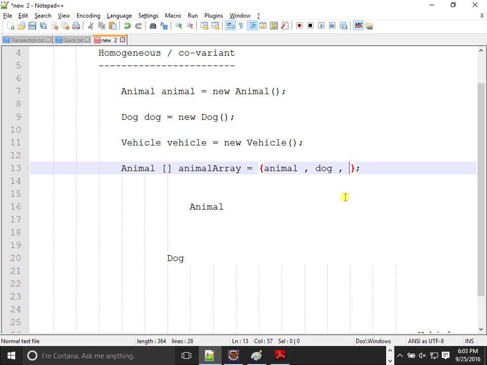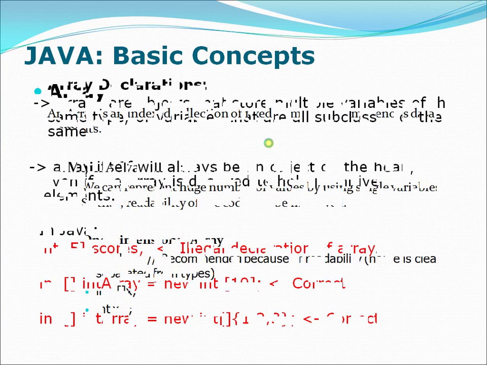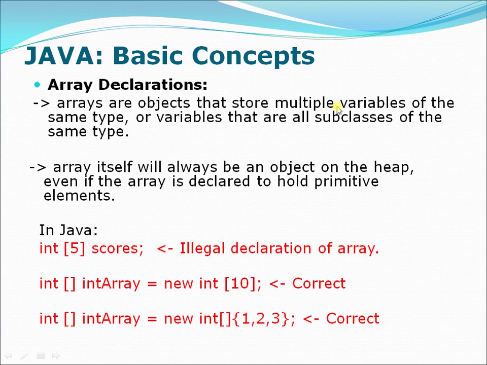Now can I pass Vehicle here? Can I pass? No. Why? Because Vehicle does not fall under homogeneous, and it does not fall under covariant either. Are you able to understand? So it's a clear separation. An array is a collection of which data type? Covariant or homogeneous. That's what is mentioned over there. So an array is an object for storing multiple variables of the same type, or variables that are all subclasses of the same type, nothing but covariant basically.